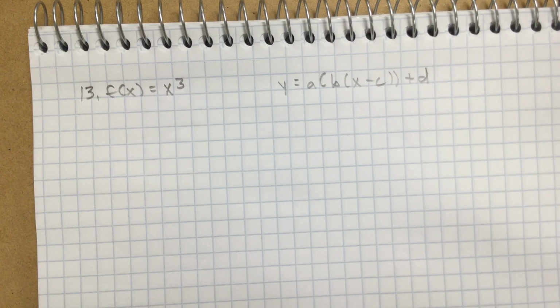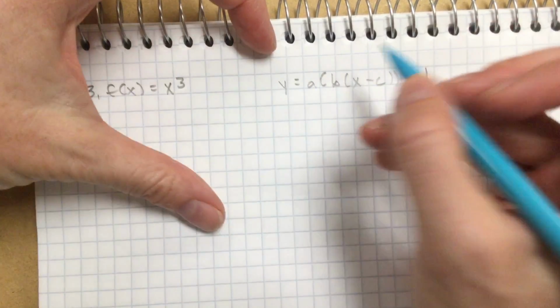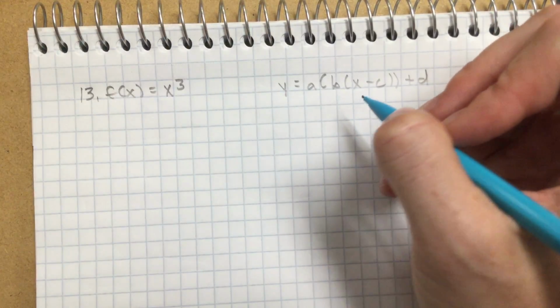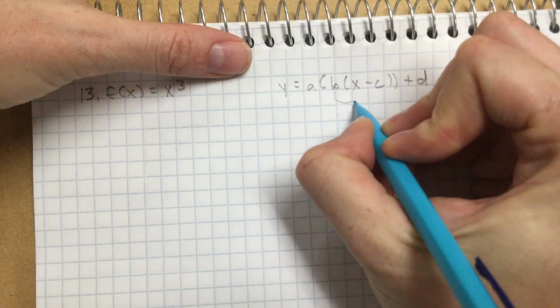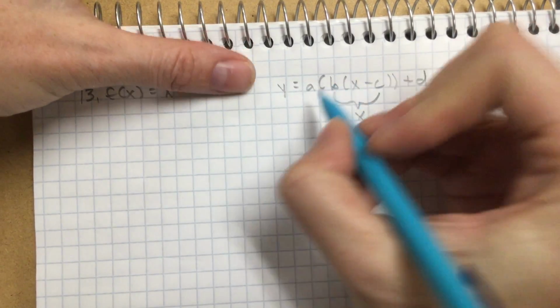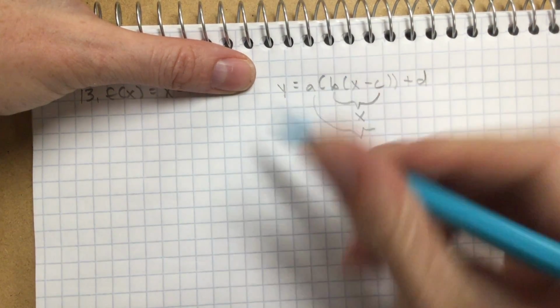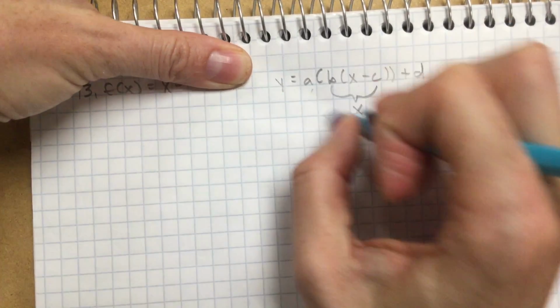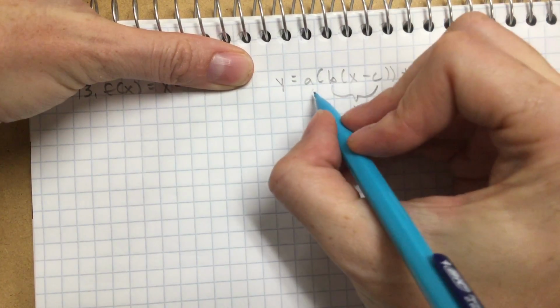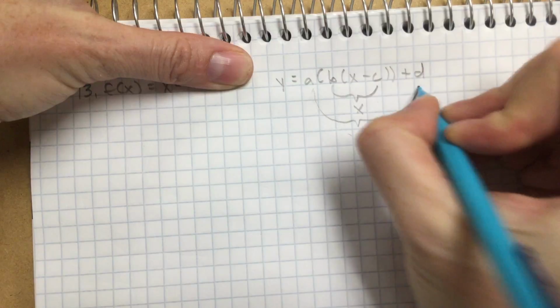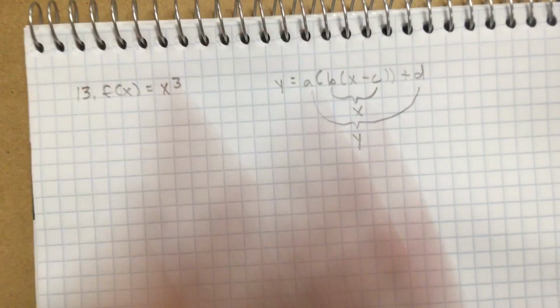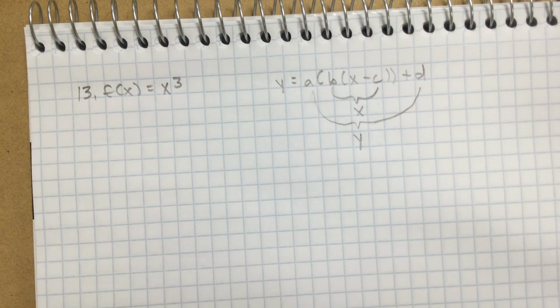All right, so your A value and your D value affect the Y's. The B and the C change what happens to your X. There's a little squiggly thing there. So A and D affect the Y, B and C affect your X. If you remember, weird things happen with your X's.